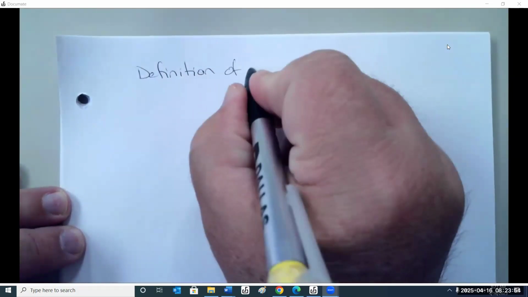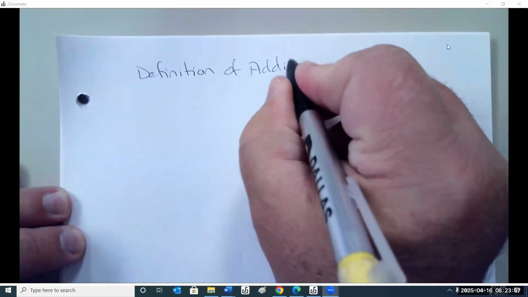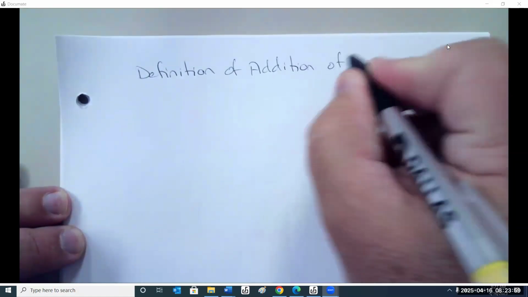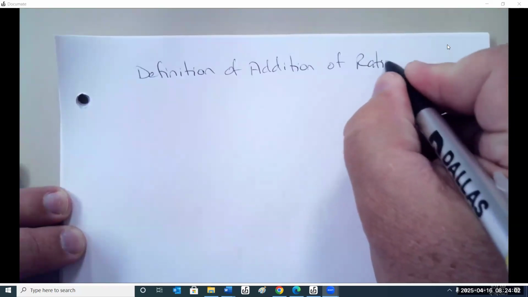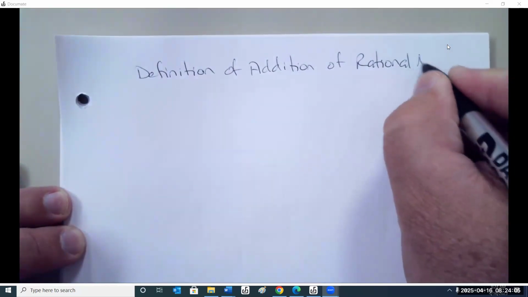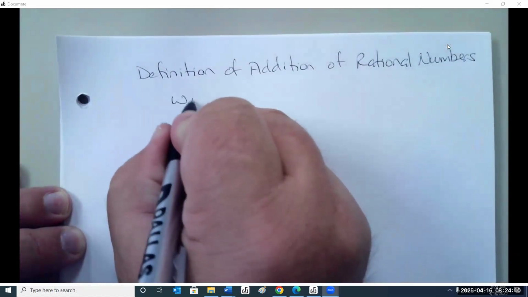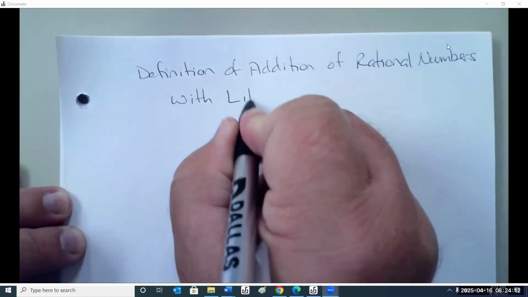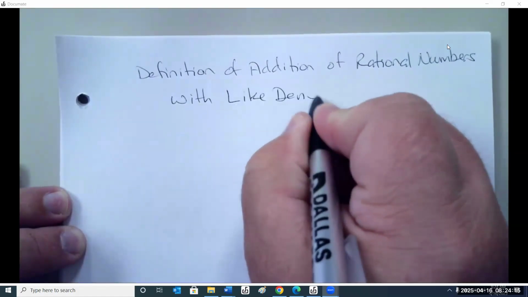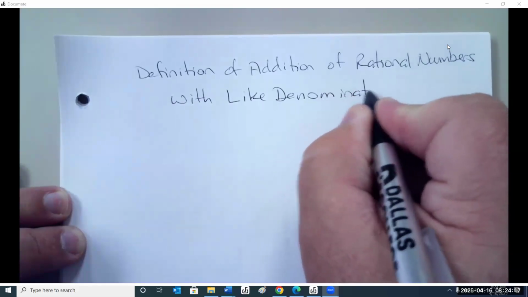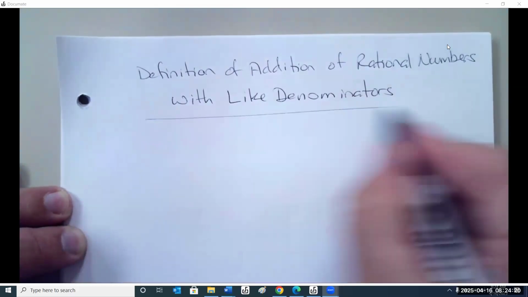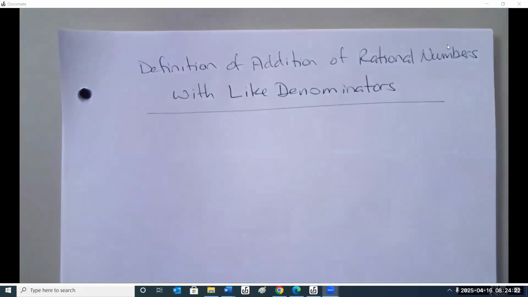The definition of addition of rational numbers with like denominators. Because we have 2 types: with like denominators or unlike denominators. Like denominators is pretty easy.